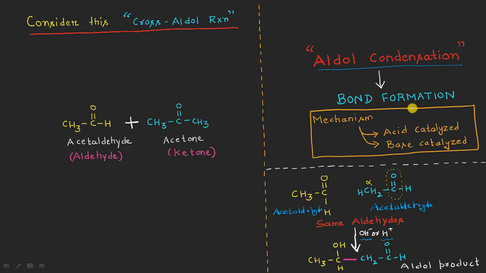The important thing I want to remind you is that in aldol condensation, the bond formation is always between the alpha carbon atom of one of the reactant molecules and the carbonyl carbon of the second reactant molecule, right? So after this aldol condensation, the bond formation will be something like this. You can see the new bond, this one here, is taking place between the alpha carbon atom of the first acetaldehyde molecule and the carbonyl carbon of the second acetaldehyde molecule, right? So this is like a standard thing.